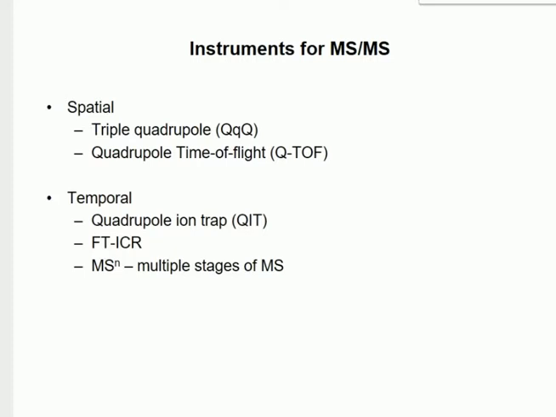Now, the advantage of doing this is that you could do multiple stages of mass spectrometry. So you could start with your peptide, fragment it, and then take one of those fragments and fragment them further. And that opportunity is available to you if you use a temporal approach. But if you use a spatial approach, you need another mass analyzer. So you've got MS1, and then you'd have MS2, and then you'd need MS3. So it's not really feasible to do that.